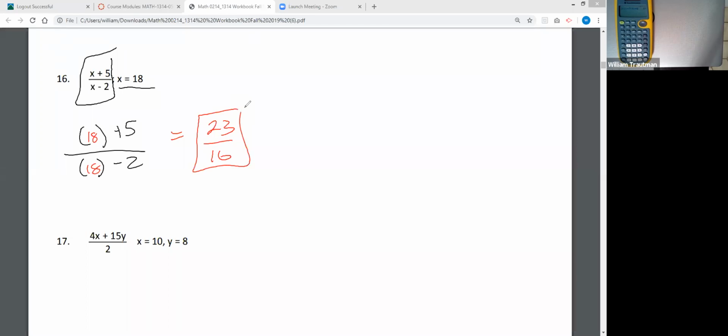Somebody put that in your calculator. Well, I'm going to put it in my calculator to show you how it all goes into the calculator. I really love using this calculator, and I want you guys to get as much practice as possible.